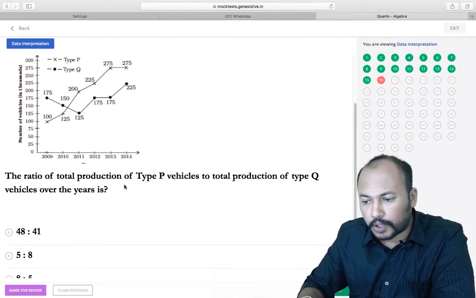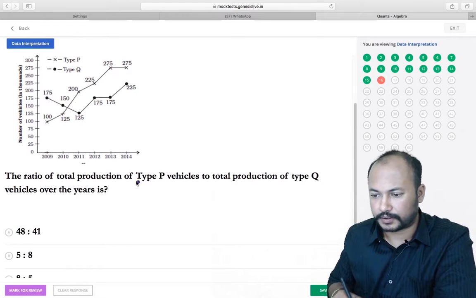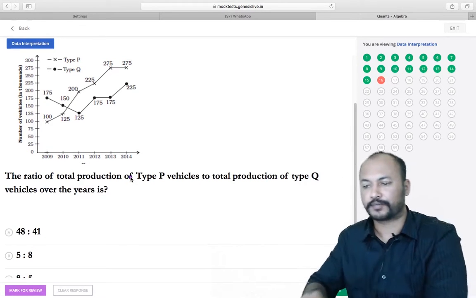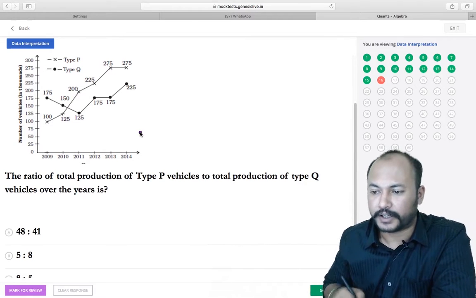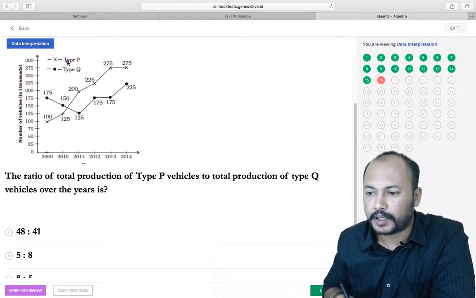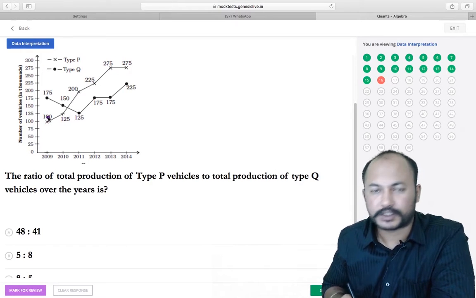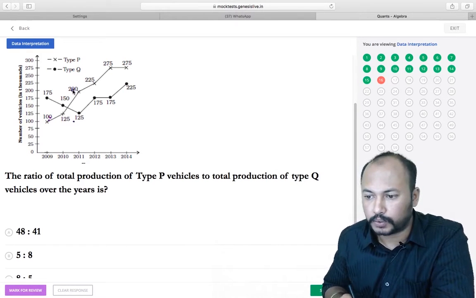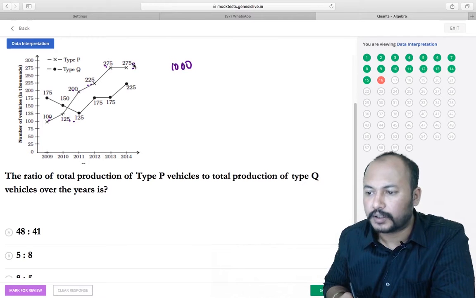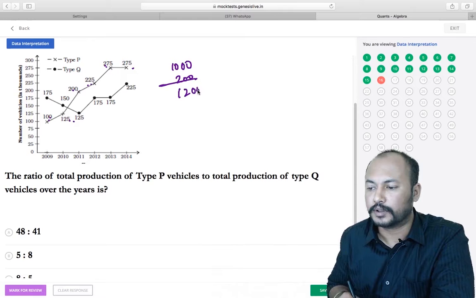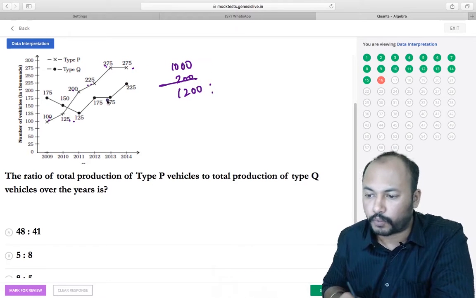The ratio of total production of type P to total production of type Q over the years. Fine. Now we'll have to add everything. Okay. Type P first. Initially I'll add all the hundreds. 1, 2, 3, 4, 5, 6, 7, 8, 9, 10. So that is 1000. And then 25, 25, 50, then 150. That will be 50 plus 150, 200. So P is 1200.